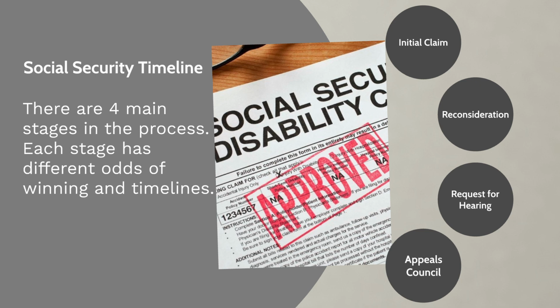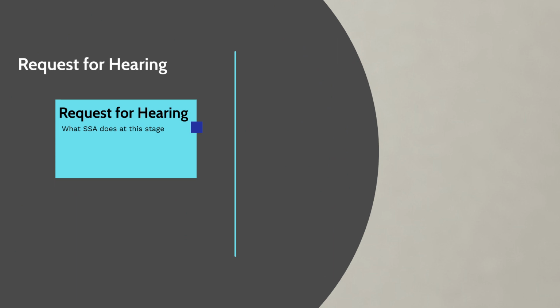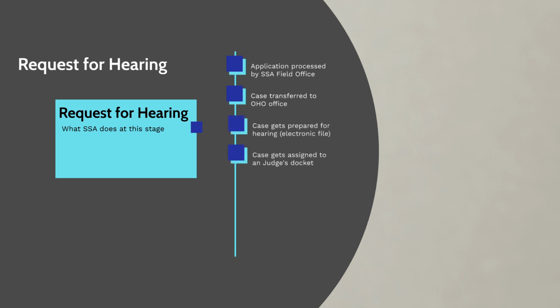Okay. Now, for most people, their case will be denied the first 2 times, and they will have to request a hearing. So I do want to briefly talk about what happens at the hearing stage. So when you request a hearing, unfortunately the timeline on the hearing is the longest. Okay. But your odds of winning are the best when you're at a hearing with a judge. So let's talk about what happens here.